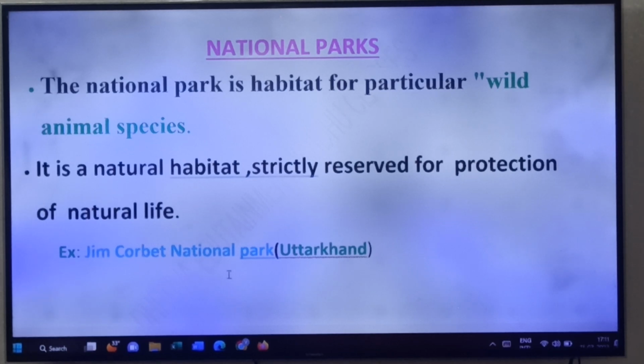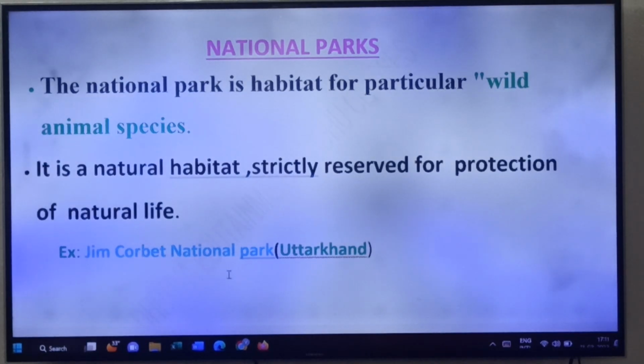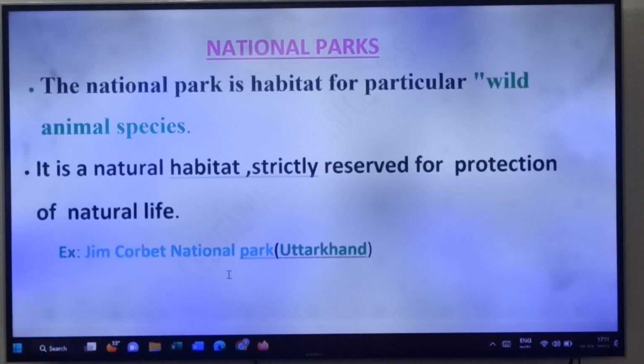It is a natural habitat strictly reserved for protection of natural life. So national park has what, friends? It is a park habitat for wild animal species. It is strictly reserved for what, friends? Protection of natural life. Protection of that wild animal life. Example, see, friends, Jim Corbett National Park in Uttarakhand.